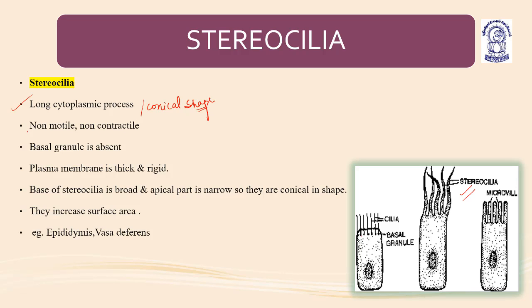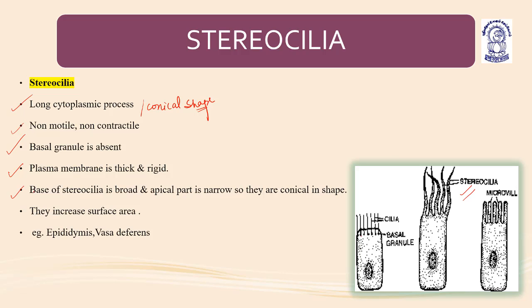They are non-motile and non-contractile. So stereocilia are non-motile and non-contractile, just like microvilli. Basal granule is absent in stereocilia. The plasma membrane is present, and it is thick and rigid.